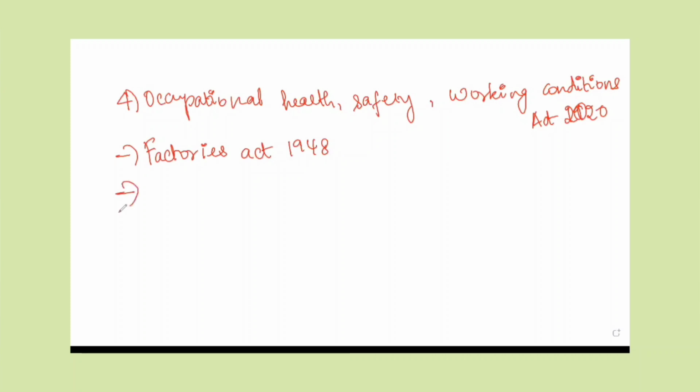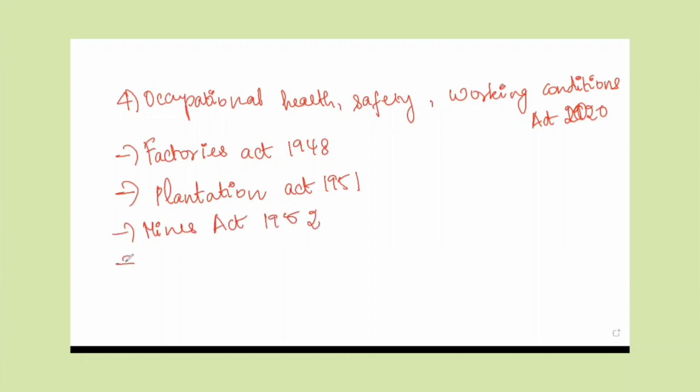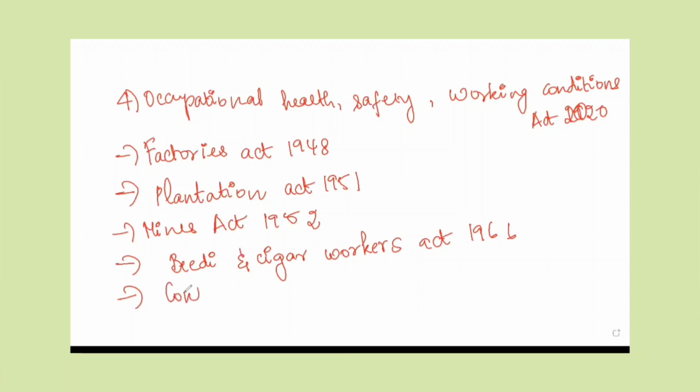And what are the other establishments which we have studied in section 2 of the definitions in all the acts? It's the Plantation Labour Act 1951. And the next most common act is the Mines Act 1952. And the next one is the Beedi and Cigar Workers Act 1966. All these come under the definition of establishment, so you can list this one by one. If you are a contract laborer, the Contract Labour Regulation and Abolition Act of 1970.